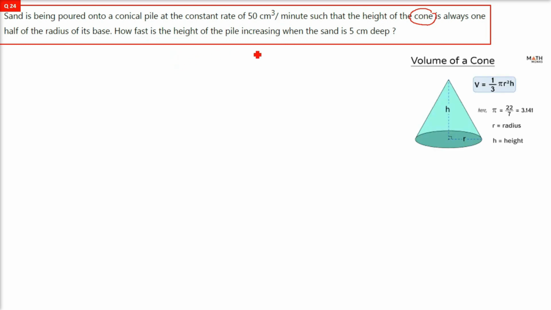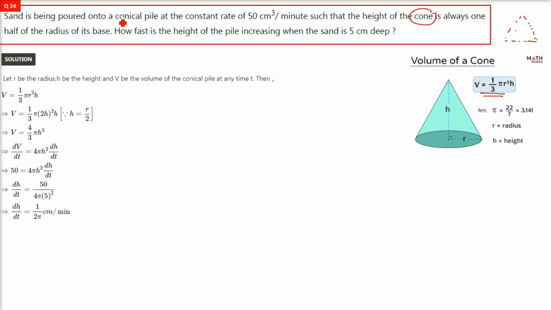Okay, first of all you need to know the volume of a cone. So this is how it is being formed. When you drop the sand, even if you drop it anywhere, you'll see it will form a cone, because there will be a base and there will be a top. That is, the recent sand will settle on the top. Now there are certain things which are given, that is height is radius by 2, that is the height is always half of the radius of its cone.